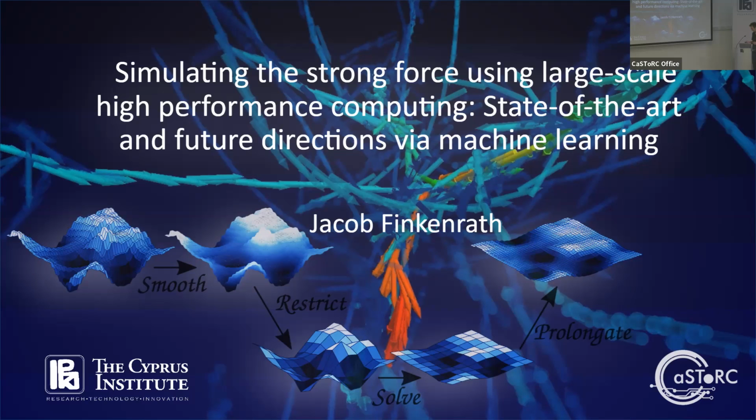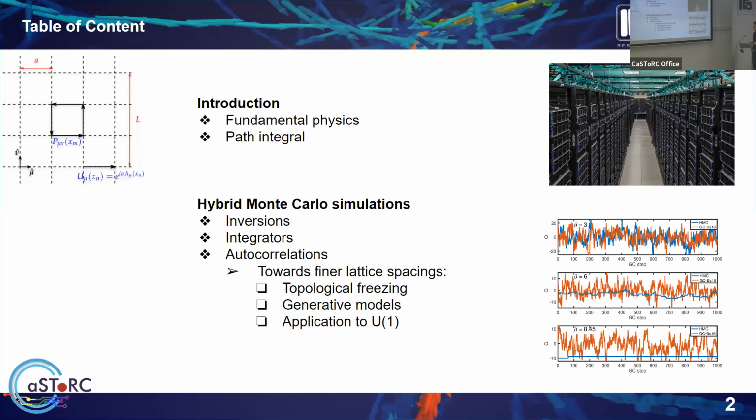So, okay, let's take a look at the content of the talk. Basically, it's in three parts. First of all, I will give a basic introduction to fundamental physics and our methods, how we start to do our calculations. Then I will talk about hybrid Monte Carlo simulations, about the algorithm itself. I will use a cost formula to go through all these different types of algorithms.